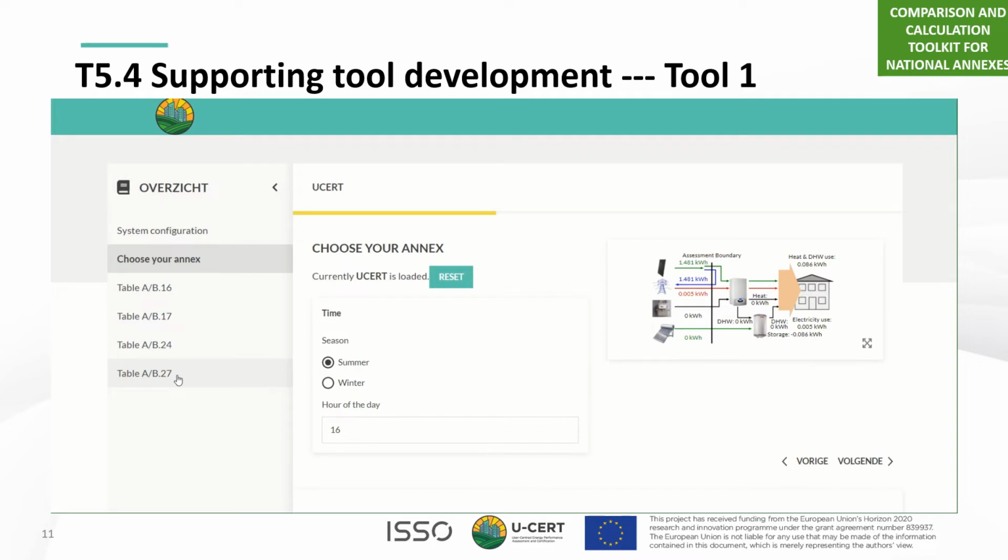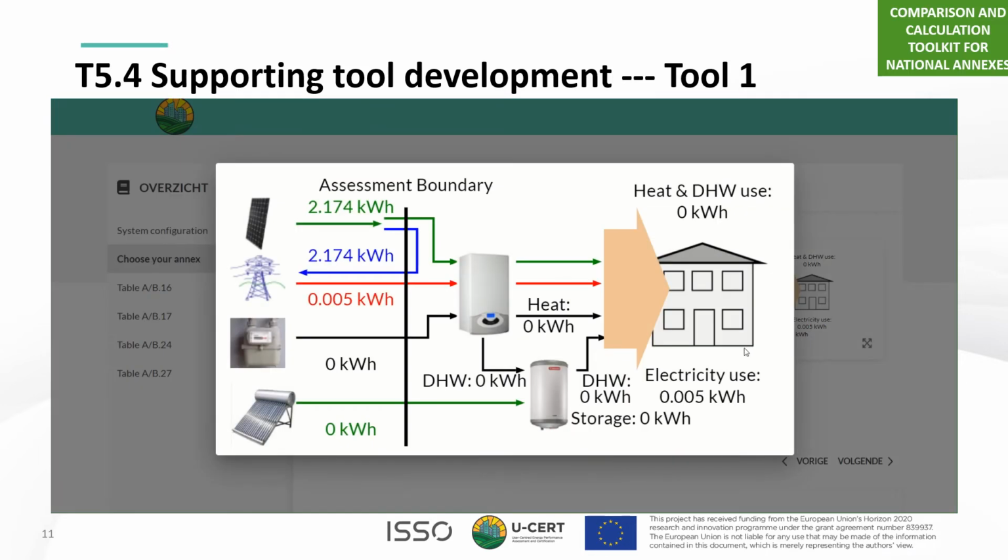Before assessing these tables, we should select which day of the year we want to take into account, so a winter one or a summer one, and which hour of the day we want to assess. By changing the hour of the day, we get different values in kilowatt hours on the arrows representing the energy carriers involved in the building's energy balance we are currently studying.